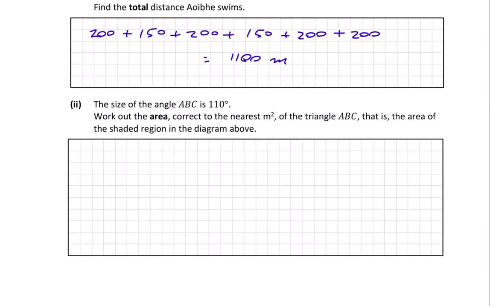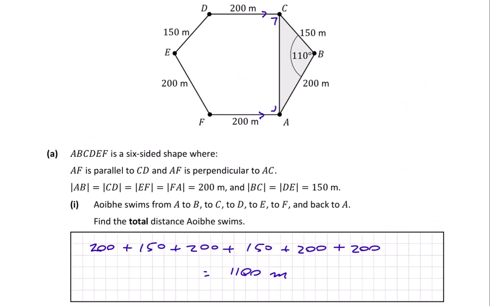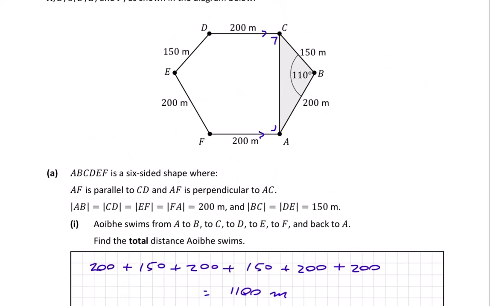The size of the angle ABC is 110 degrees. Work out the area correct to the nearest square meter of the triangle ABC, that is the area of the shaded region in the diagram above. So we've got to find the area of this triangle here. We can see that we've got these sides, and we have the enclosed angle. So that means we can use the formula half ab sine C. a is 150, b is 200, and the angle C is going to be 110.